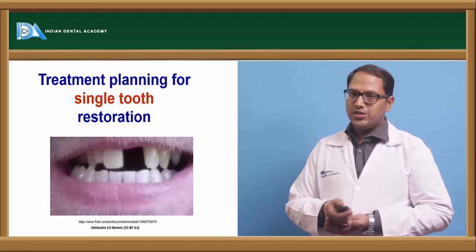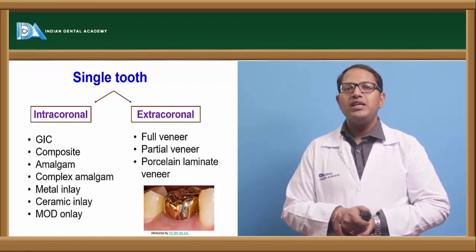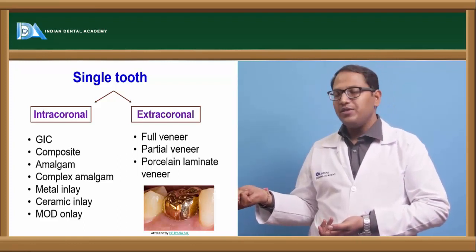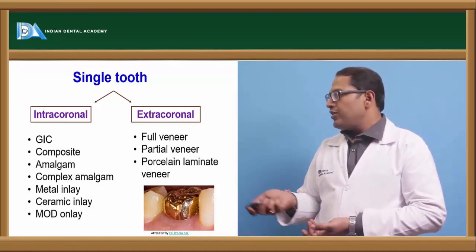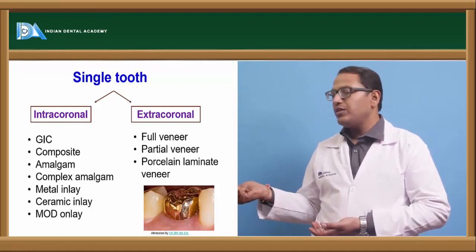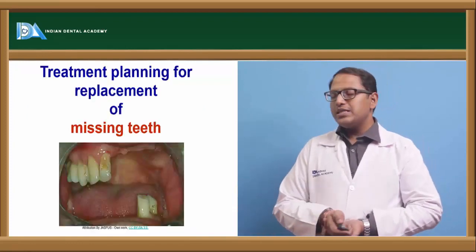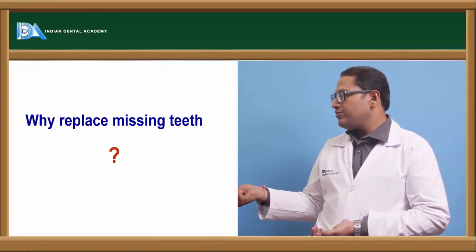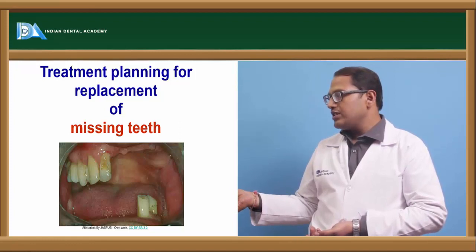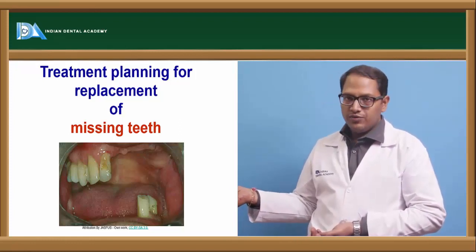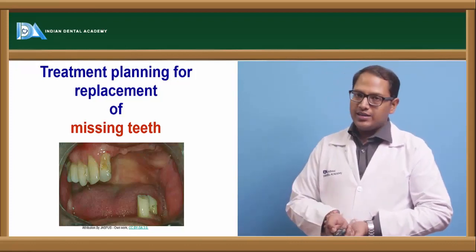Treatment planning for single tooth restorations. It can be an intracoronal restoration, like GIC, composite, amalgam, complex amalgams, metal inlays, MOD onlay or ceramic inlays. For extracoronal restoration, we have full veneer crowns, partial veneers, and porcelain laminate veneers. For treatment planning of multiple missing teeth, you have to take many factors into consideration: the space present, the opposing occlusion which is present, where we are supposed to end the occlusion, and how much the maxillary arch has supra-erupted. All those factors have to be taken into consideration.